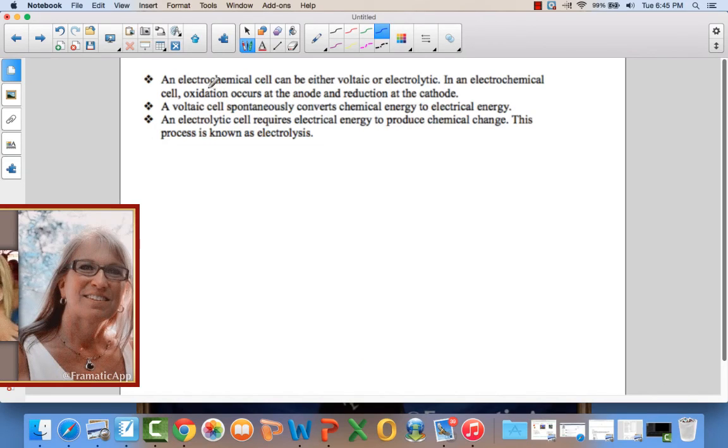So to wrap this up, an electrochemical cell can either be voltaic or electrolytic. In an electrochemical cell, oxidation always occurs at the anode, reduction at the cathode. But voltaic cells are spontaneous, and they convert chemical energy into electrical energy, whereas electrolytic requires an outside power source, like the battery that you just saw, to produce chemical energy. And it's known as electrolysis.